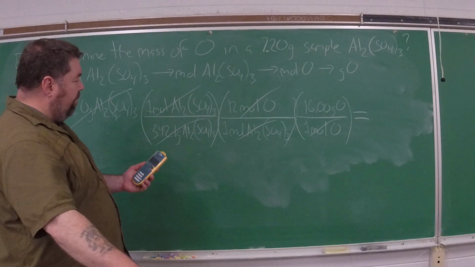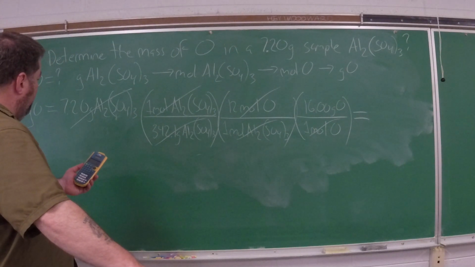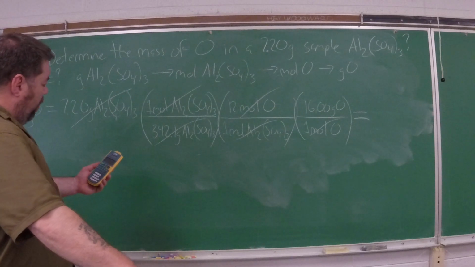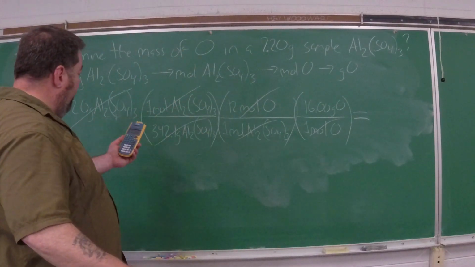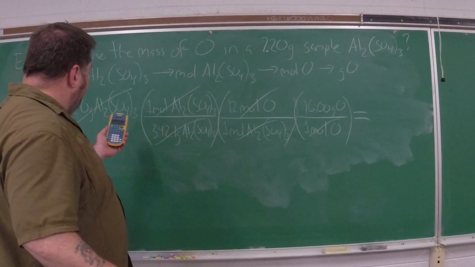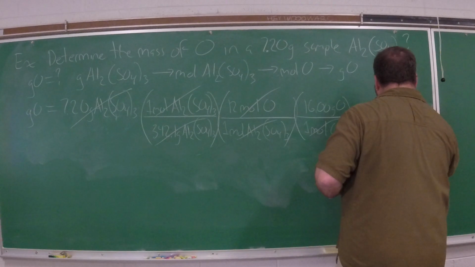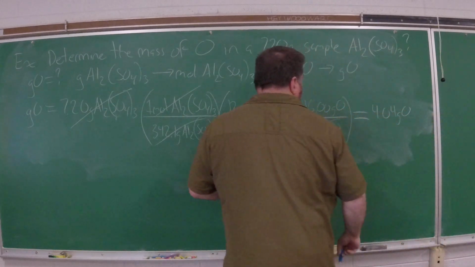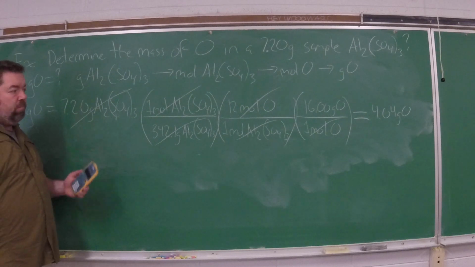And I think I've done something wrong. Hold on 1 second. Oh, no. We're good. Sorry. I thought I was way off. No, we're good. We have 3 sig figs, so I'm getting 4.04 grams of oxygen, which seems reasonable. Start off with 7.20.